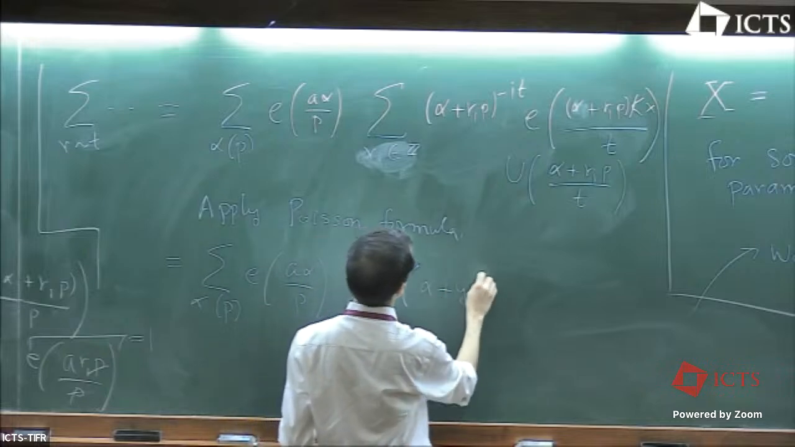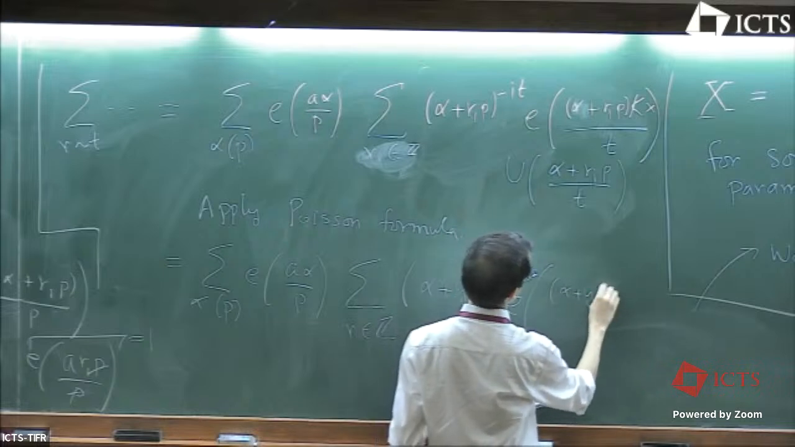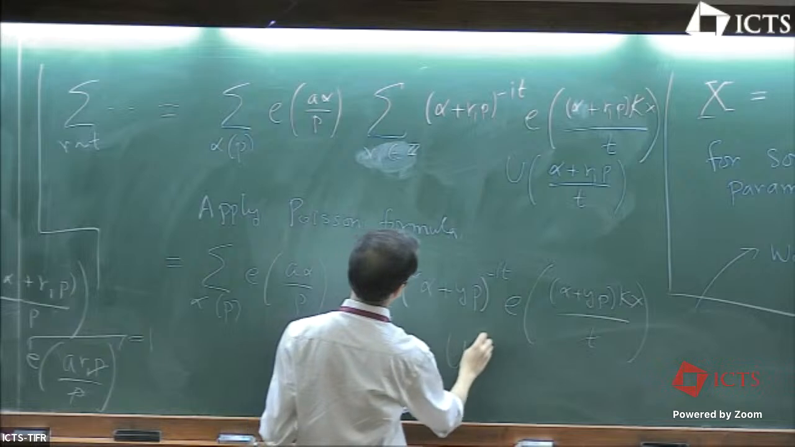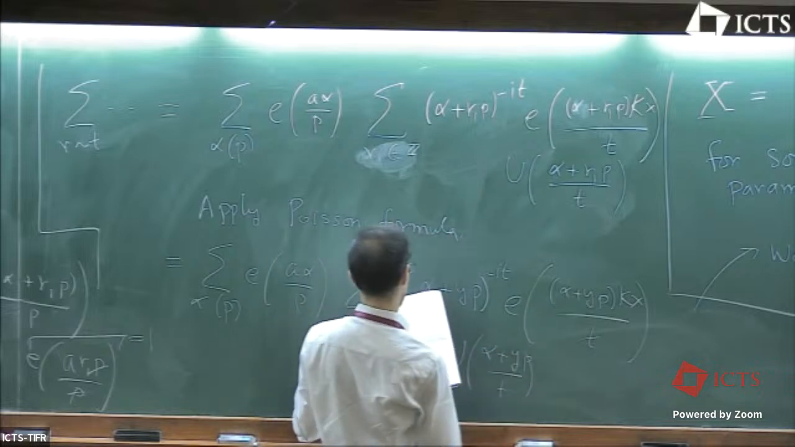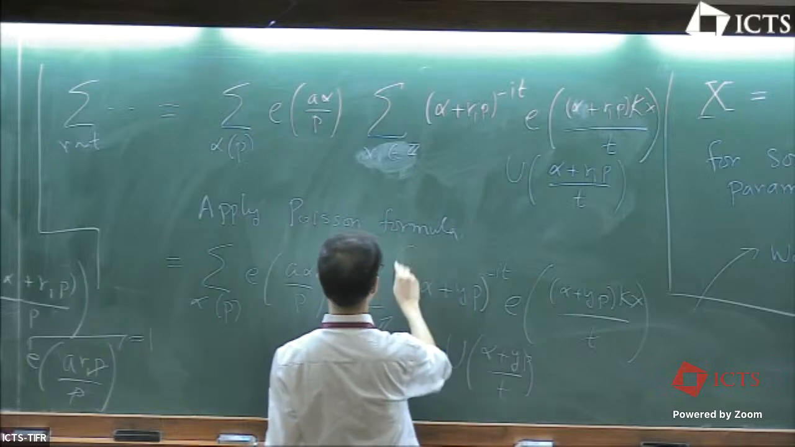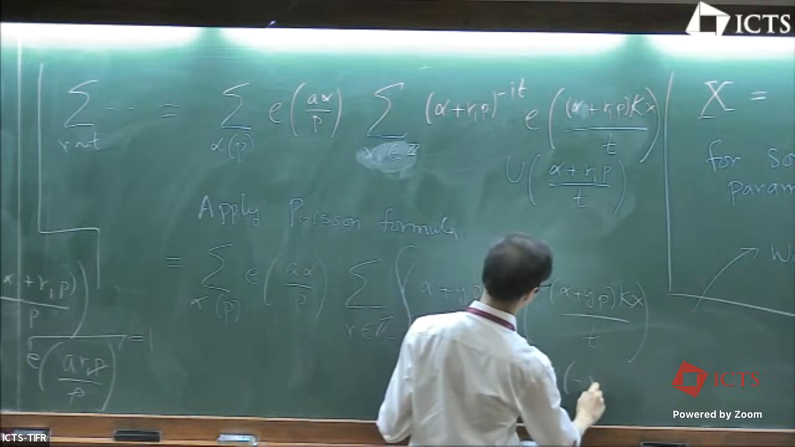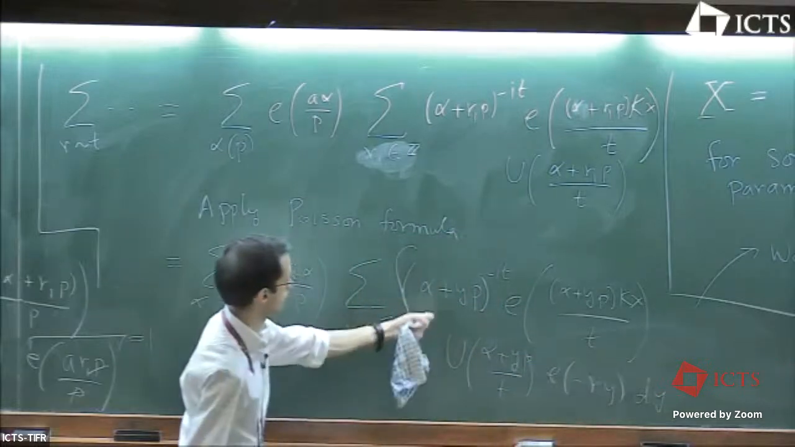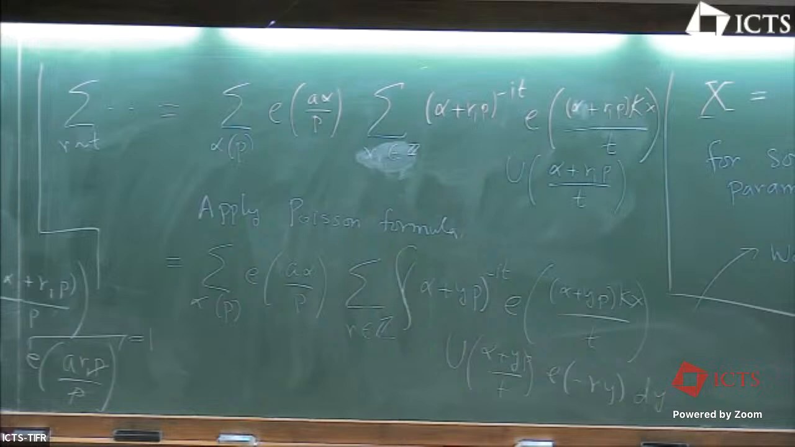Alpha plus YP to the negative IT, E(alpha plus YP AX over T), and you have this U alpha plus YP over T. And of course, I'm missing certain integrals. So you want to, of course, do the Fourier coefficients. So E negative RY dy. Right, so this is the Fourier transformation of that function sitting inside, and you are taking its summation.